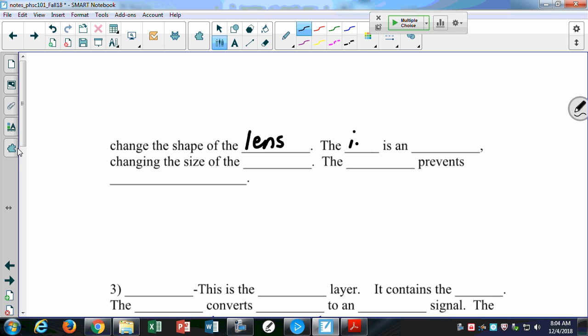And then the iris is an aperture that changes the size of the pupil. The iris is the colored part. The pupil is the hole. So the iris is the portion surrounding the pupil, and the pupil is like the black dot, which is not really black. It's just a hole there.